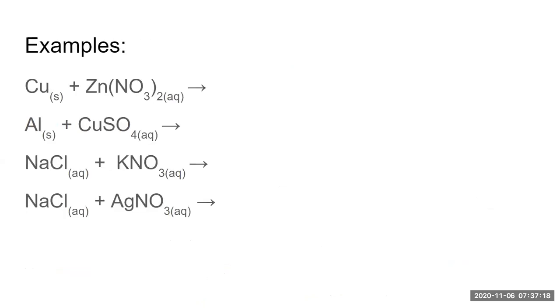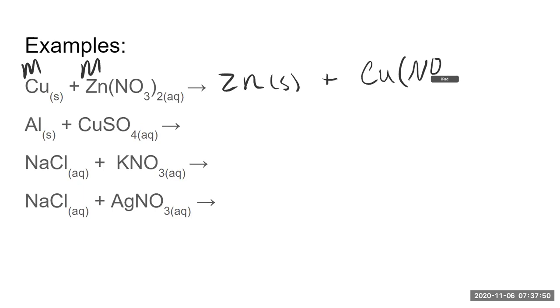with examples. So the first example is a single replacement reaction, and I know this because I have an element of copper reacting with a compound of zinc nitrate. Copper is my metal, and it's going to try to replace the metal in my zinc nitrate. So in order for that to happen, we're going to see if zinc is going to get kicked out by itself, and then copper is going to come in and now be in a compound with nitrate.